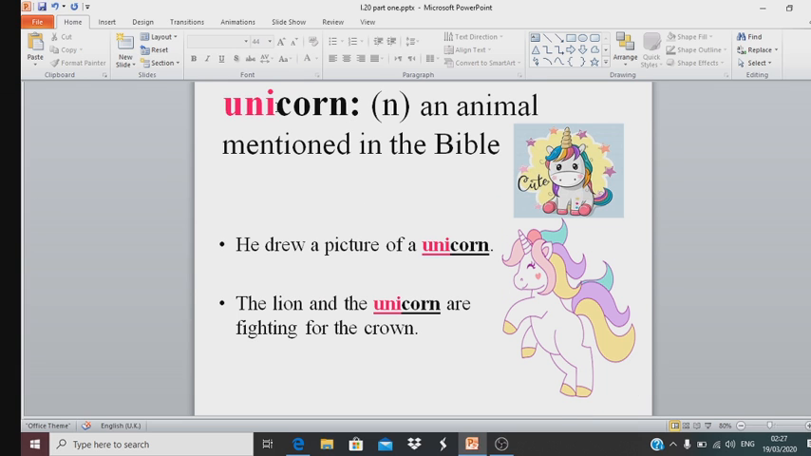Unicorn. So unicorn, the base word is corn and uni is the prefix. Unicorn functions as a noun and it means an imaginary animal that has only one horn. So this is a unicorn. He drew a picture of a unicorn, or the lion and the unicorn are fighting for the crown.